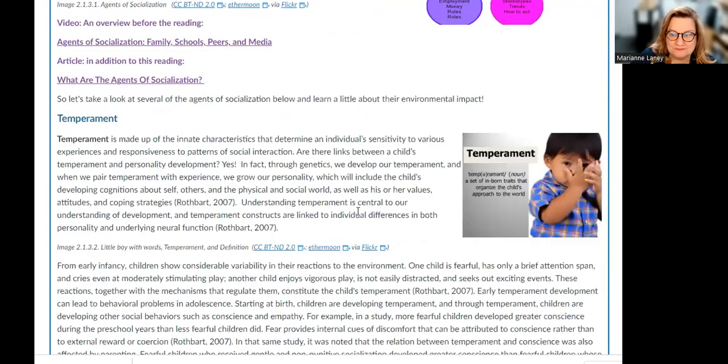They're here for you. Now, temperament is more of the biological, the genetic piece. And this is when we say innate, that's what that means. It kind of looks like the word inmate, but it's not. Innate means inside characteristics that determine an individual's sensitivity to various experiences.